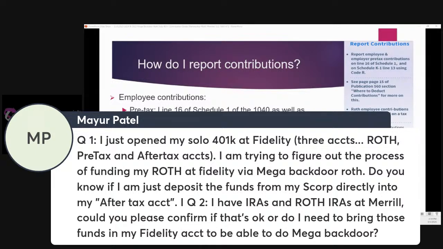You don't have to move over your IRAs to the solo 401k. And you can't move over Roth IRAs to any type of 401k, including a solo 401k. So you don't have to. You can move the traditional. You can't move the Roth IRA.